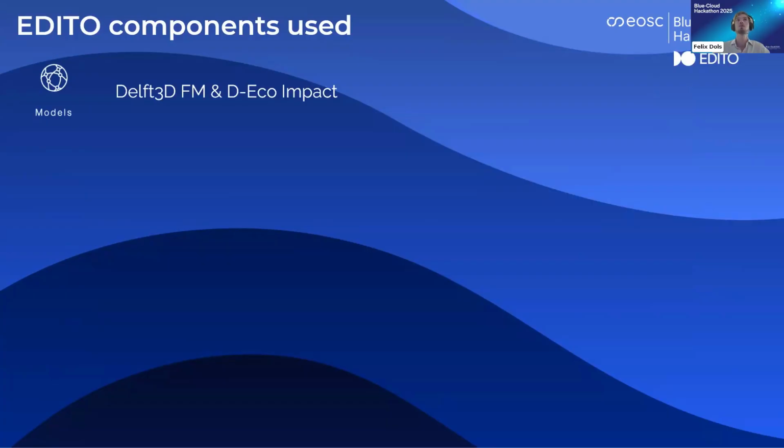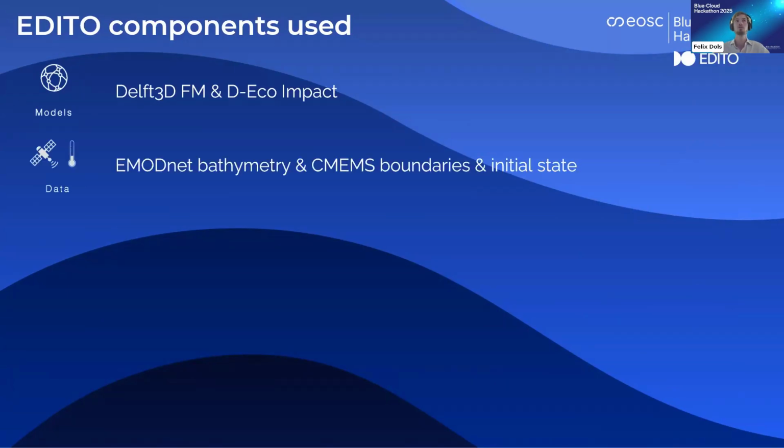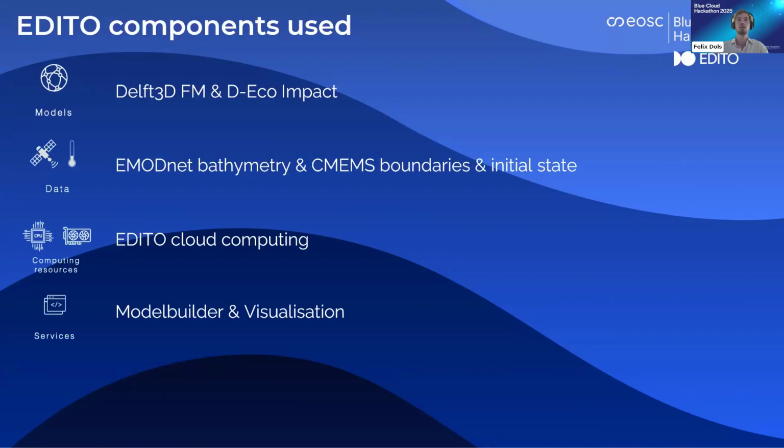So we used the hydrodynamic model and a post-processing model for ecological impact for the habitat suitability computation. We used data from both EMODnet and from CMEMS to set up this model. We ran it on the cloud, on the EDITO resources, and we use services to set up the model and to visualize the results. And the idea of this all is that it can be relocatable to any location. The user decides where to set it up, and the data is loaded, if not in Europe, then from a different source for bathymetry.